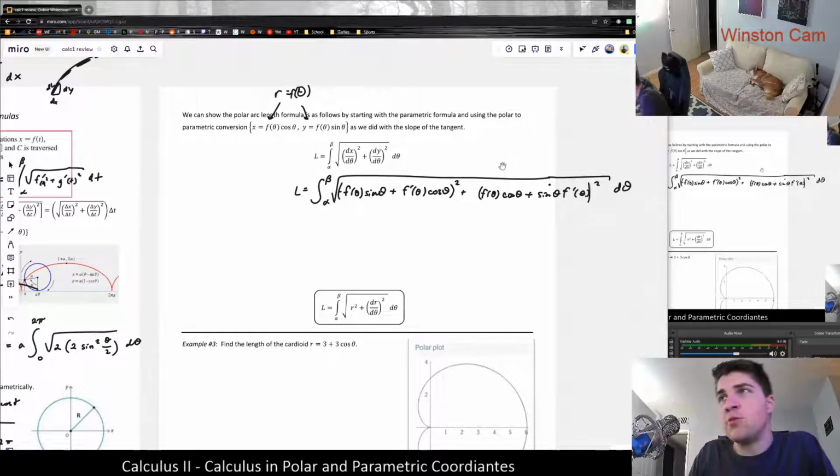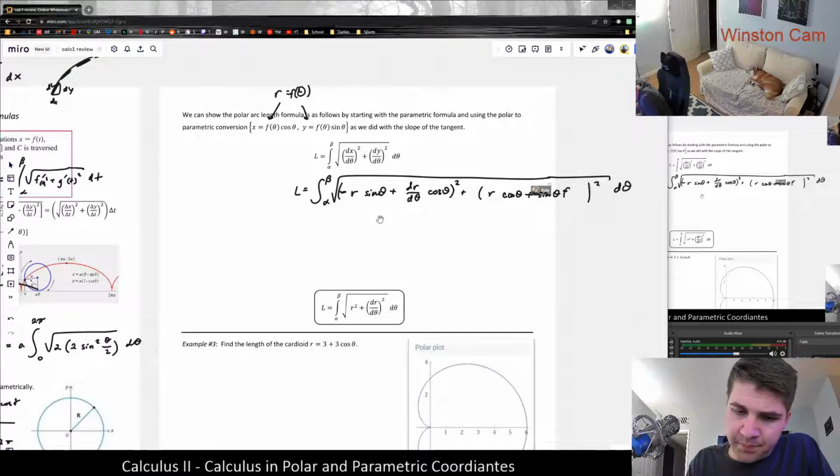And now we're trying to change this to polar form instead. And actually, let me go ahead and write this using Leibniz notation instead. Sorry to change it up on you guys, but f of theta, that's just the same as r, and f prime of theta is just dr d theta. And this now will match up with what we have below. So we get negative r sine theta plus dr d theta cosine theta, and then again, f of theta is equal to r, and f prime of theta is equal to dr d theta.